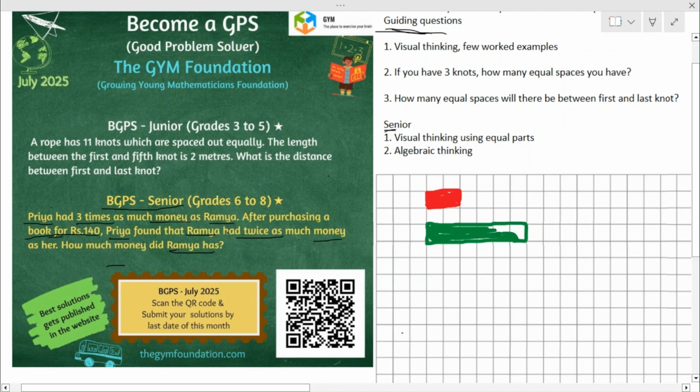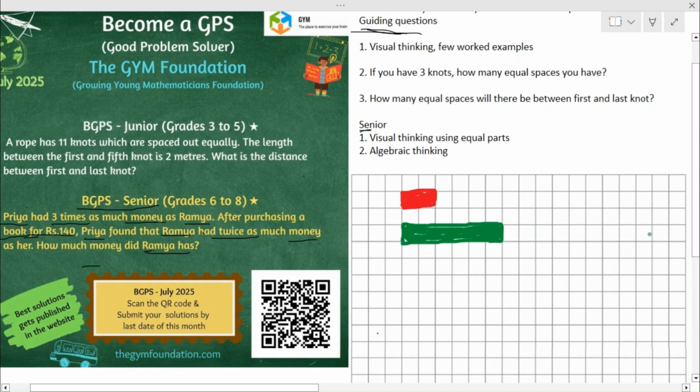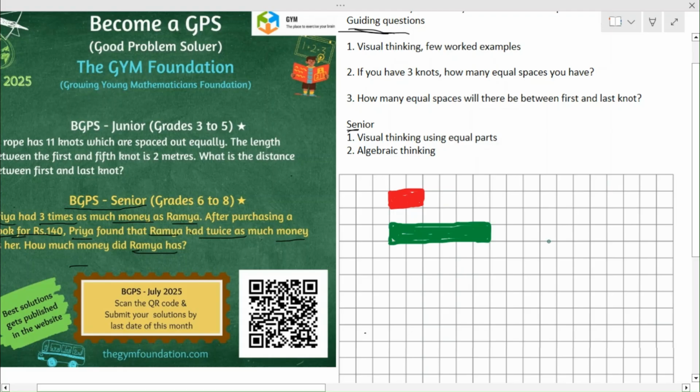So after purchasing a book, Priya's money got less, right? And how much less? 140 rupees less. Let's say it has become less by 140, and after it has become less, Ramya had twice as much money as Priya. If we think that we don't know how much Priya's money got less, maybe we can draw something smaller. We don't know how much smaller, but it is smaller by 140 rupees, right? But there is another relation given: after it has become smaller, Ramya had twice as much money as Priya.